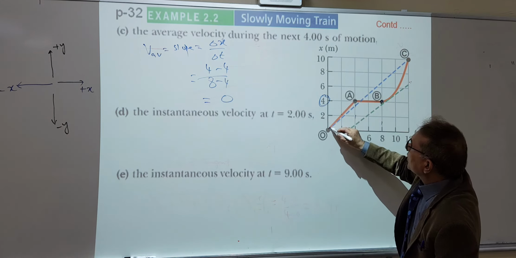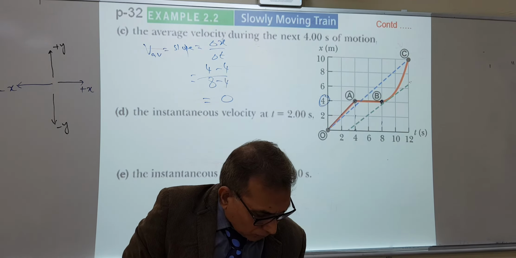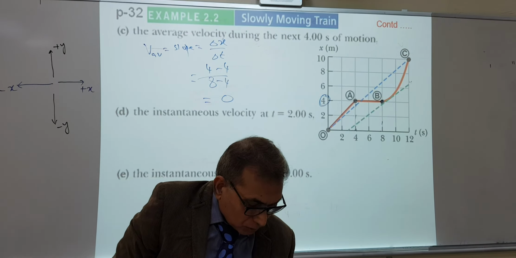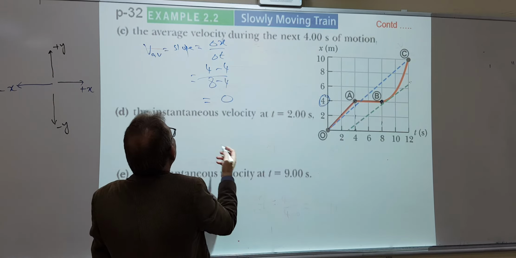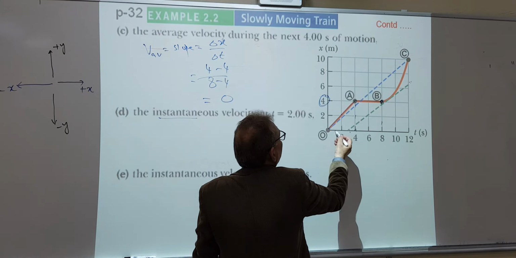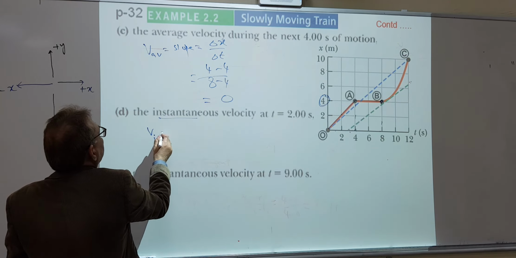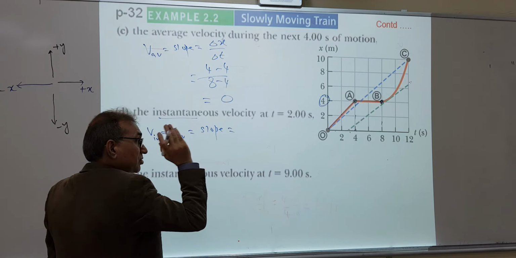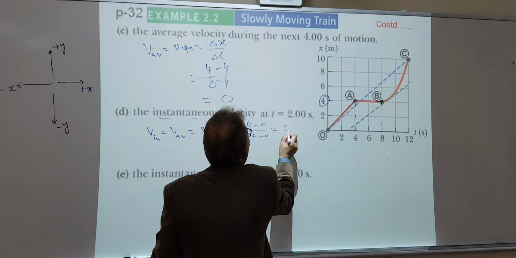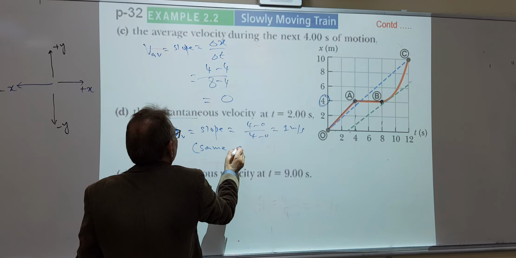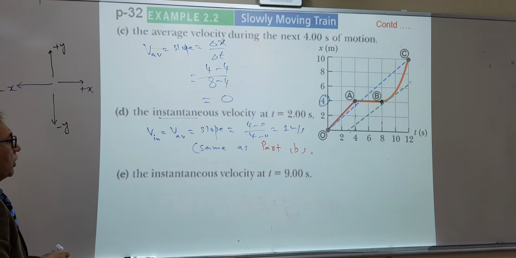2 seconds is here. It's already on this line, right? So we have already calculated it, which is 1. We already calculated it in part B, right? So it's 1, because if you ask what is the instantaneous velocity at any instant, whether 2 seconds, 3 seconds, or 1.5 seconds, it will be the same. You already saw in part B that instantaneous velocity will be equal to the average velocity, because when you have a straight line, the instantaneous velocity is simply the slope. This is 4 minus 0 over 4 minus 0, 1 meter per second, same as part B.